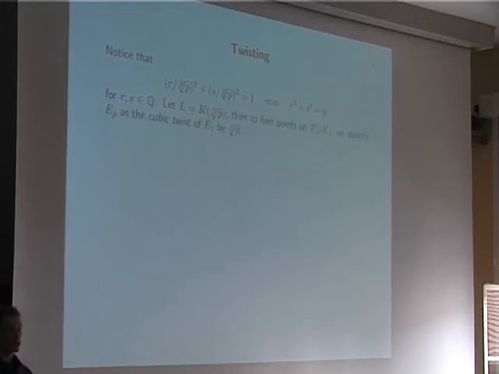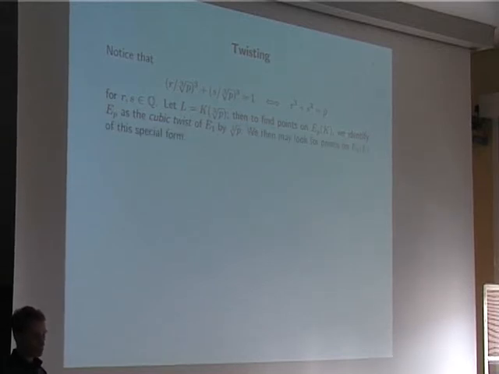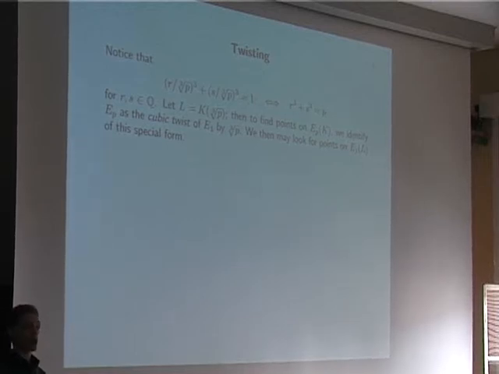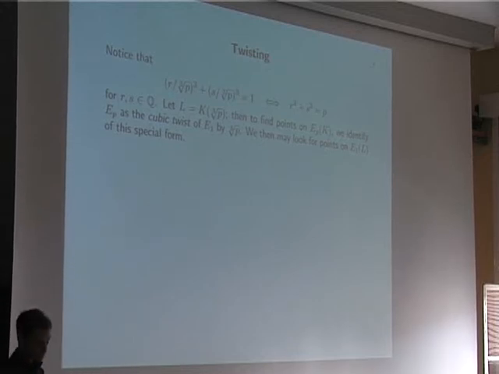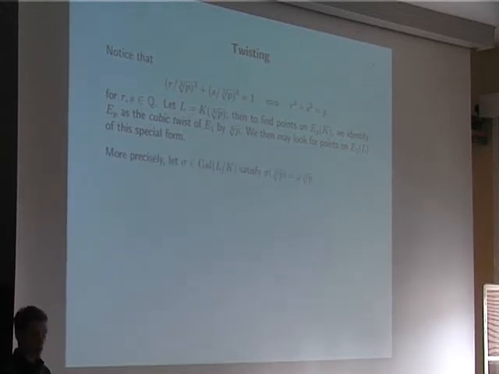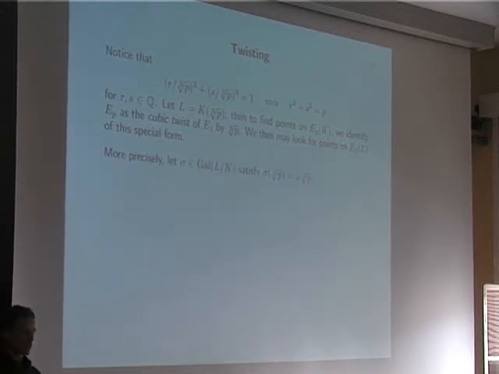All right, so here's an idea. If we wanted to find points on E_p of K or E_p of Q, what we can do is identify this E_p. Another way of saying this is that it's the cubic twist of this curve E_1, x cubed plus y cubed equals 1, by the cube root of p. All right, so then we can look for points on E_1 of L that have this special form, namely the x and y coordinates are rational numbers divided by the cube root of p. Okay, so to be much more precise, let sigma in the Galois group of L over K just multiply the cube root of p by omega.